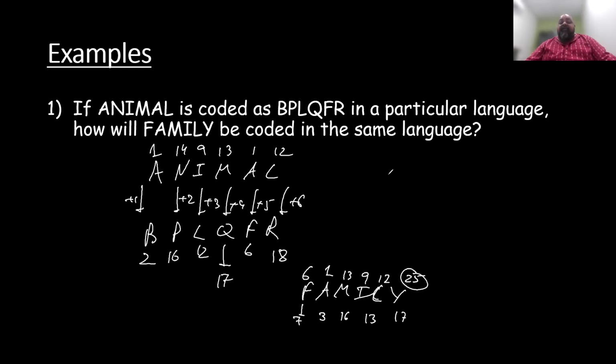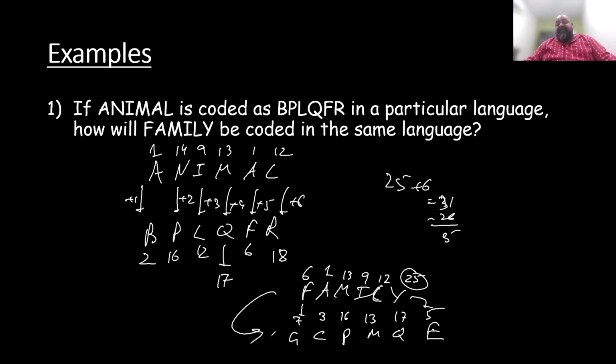What about 25 then? 25 plus 6 is 31, but there aren't 31 alphabets. So the moment we reach Z, we will again go back to 1. So from here, I remove 26, I'm left with 5. So instead of this, there will be the fifth alphabet. Therefore, the code for FAMILY will be GCPMQE, right?